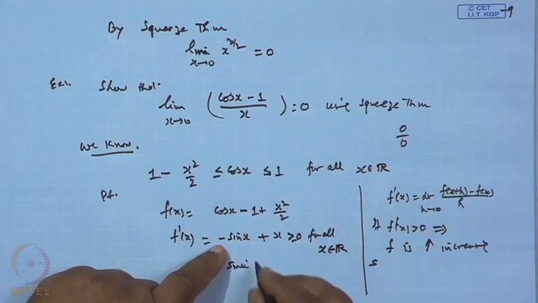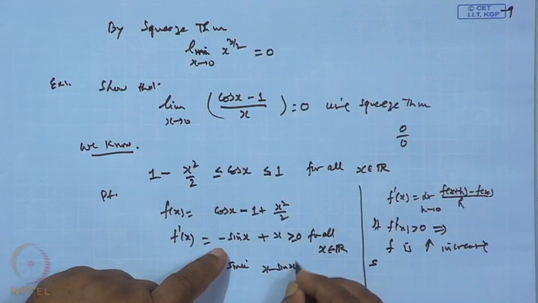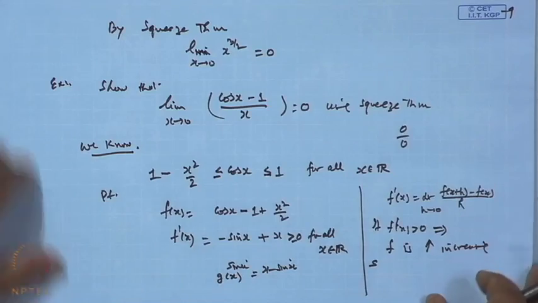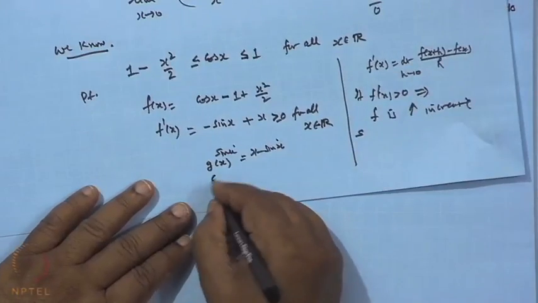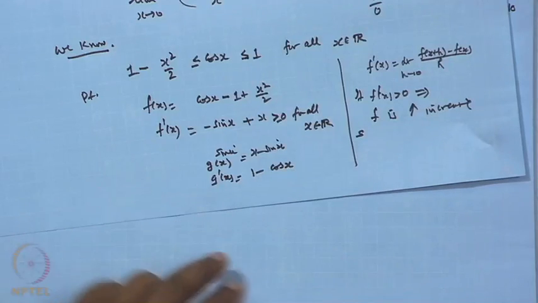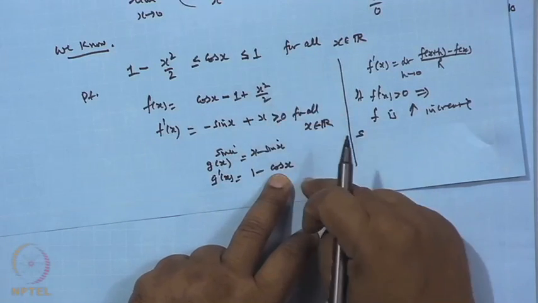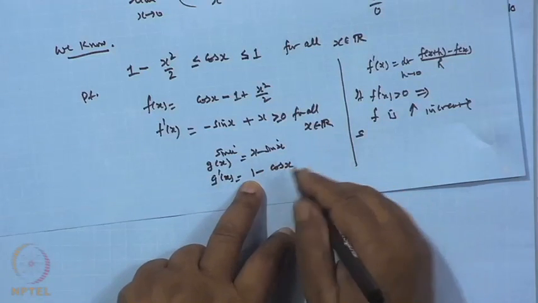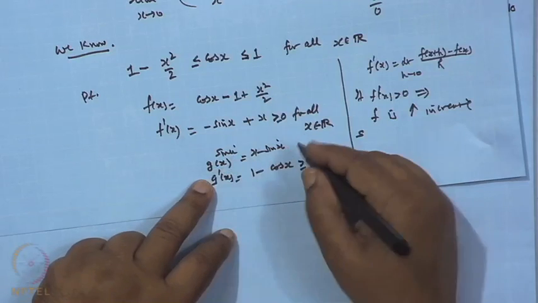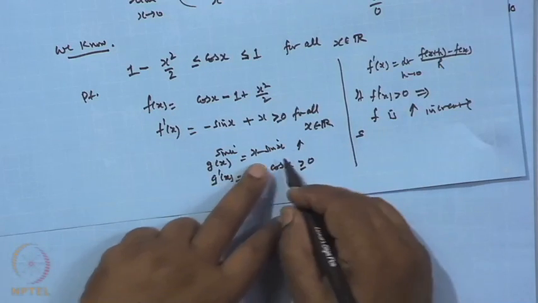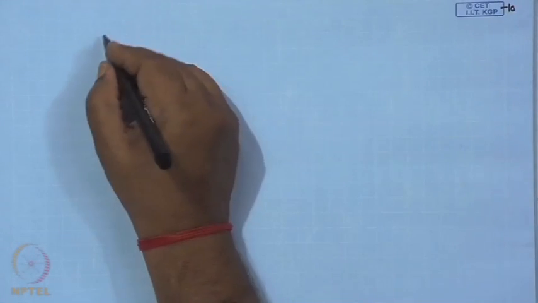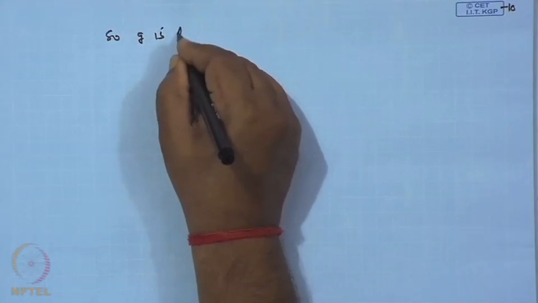if I take x minus sin x as the function g x and differentiate it, g prime x, we get 1 minus cosine x. The cosine x value will always be bounded by 1. So, it will always be greater than or at most equal to 0. So, g is an increasing function.